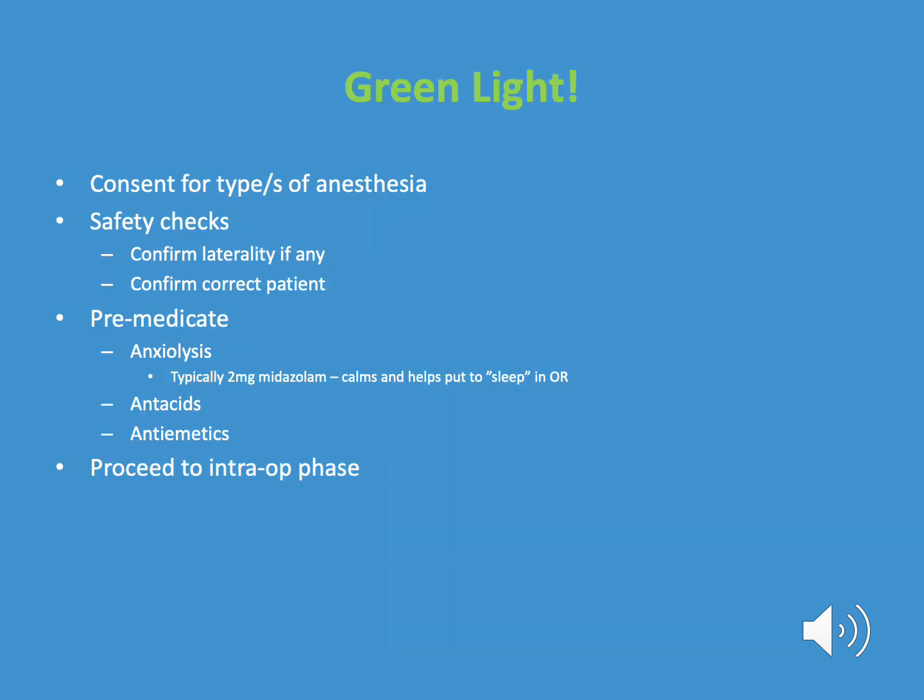This is the last slide, I promise. So we finally made it. We did our pre-op assessment and we determined the patient is okay to have surgery. The next thing we do is we give them the thumbs up. We finish off the pre-op phase with our anesthesia consent.